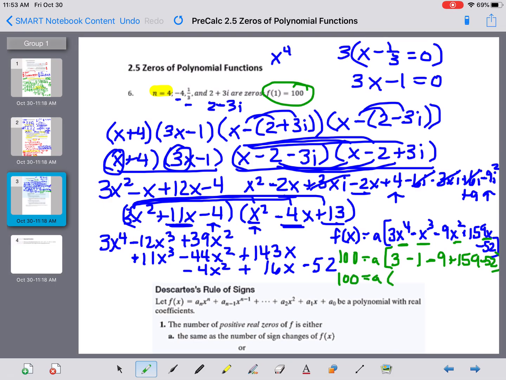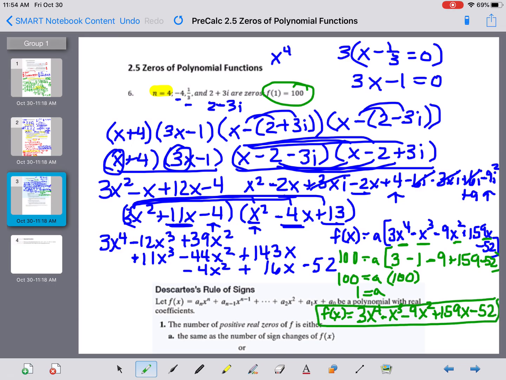I'm doing all this math here, and I'm just going to grab a calculator, so hopefully I don't make more mistakes. 3 minus 1 minus 9 plus 159 minus 52 equals 100, which is beautiful because that means A equals 1, which means my final equation will just be f of x equals what I started with here, right? Let me give myself a little more room since I've already proven I can't write it in that space. f of x equals 3x to the 4th minus x cubed minus 9x squared plus 159x minus 52.